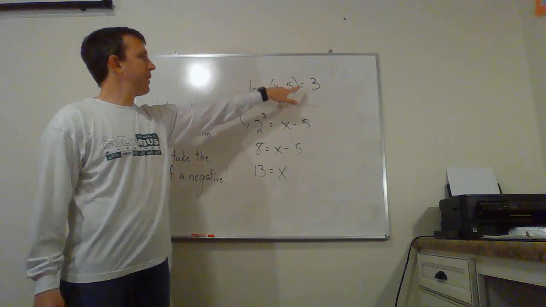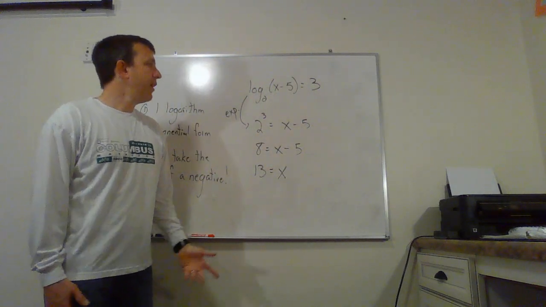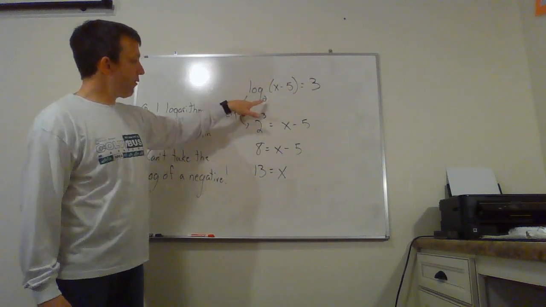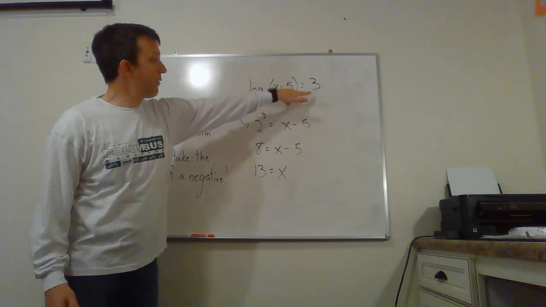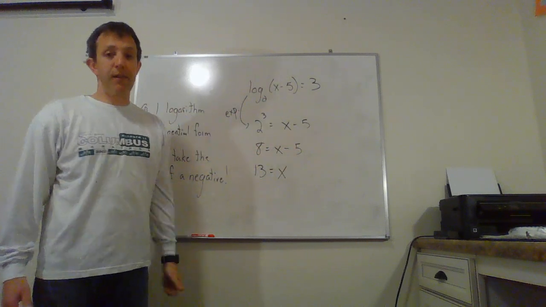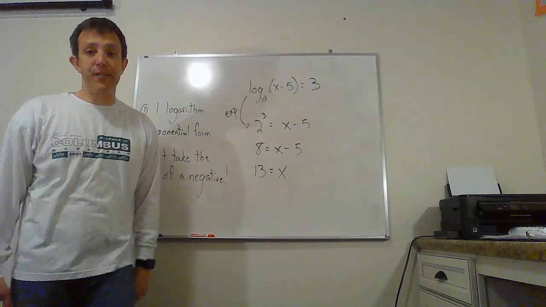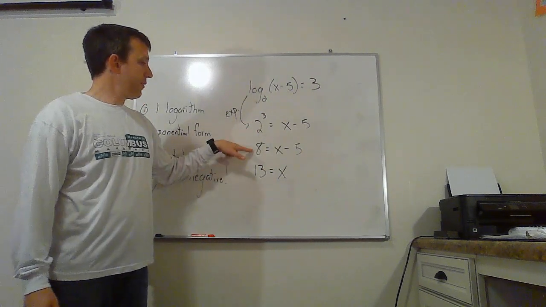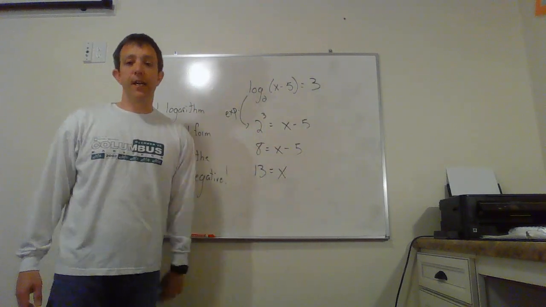Log base 2 of x minus 5 is equal to 3. So I switch it to exponential form. The base stays still 2, but now that 3 becomes the exponent, and it's equal to what was inside of the log. Notice now x is not tucked inside of anything. 2 to the third is 8. I add 5, and I get 13.